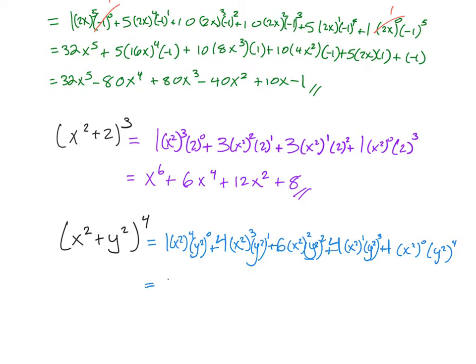X squared to the fourth is x to the 8 plus 4x to the 6 y squared plus 6x to the fourth y to the fourth plus 4x squared y to the 6 plus y to the 8, and that's it.